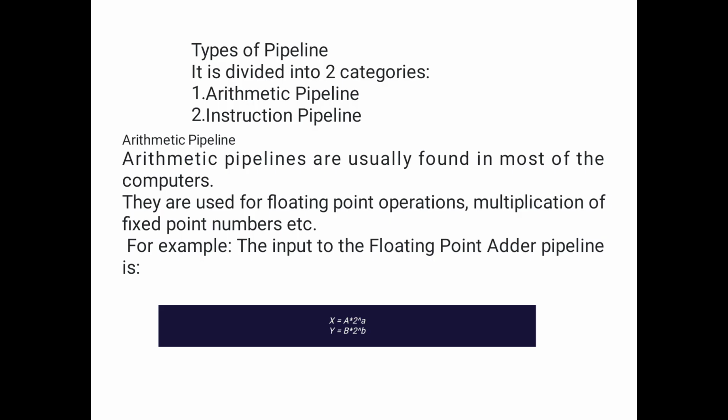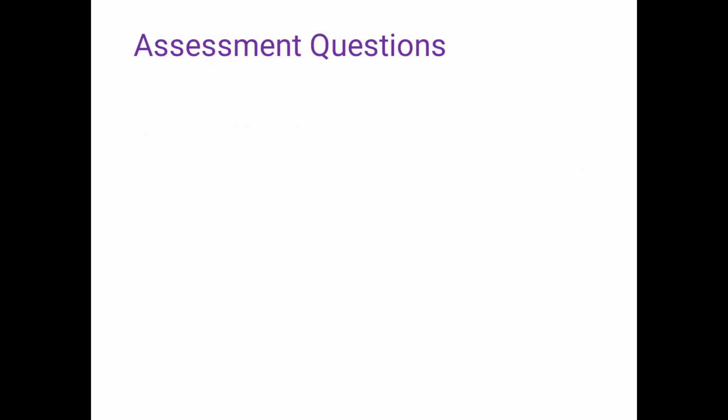Arithmetic pipelines are usually found in most computers. They are used for floating point operations, multiplication of fixed point numbers, etc. For example, the input of a floating point pipeline is y = a * 2 * a, y = b^2 * b.